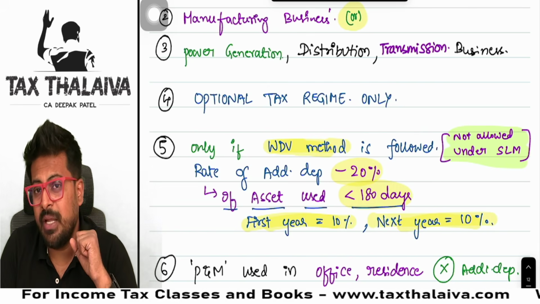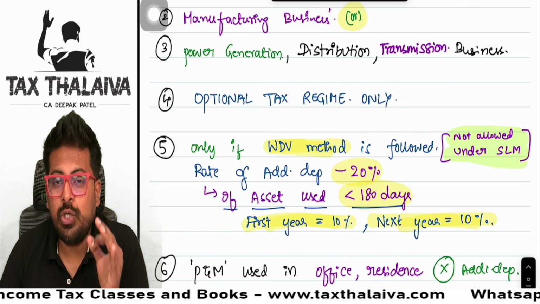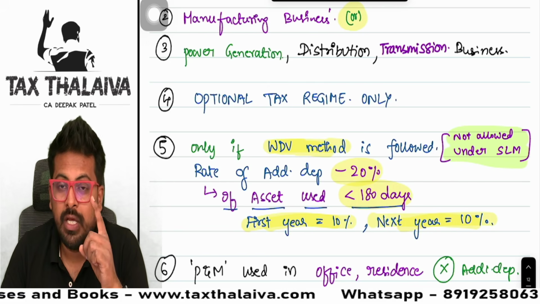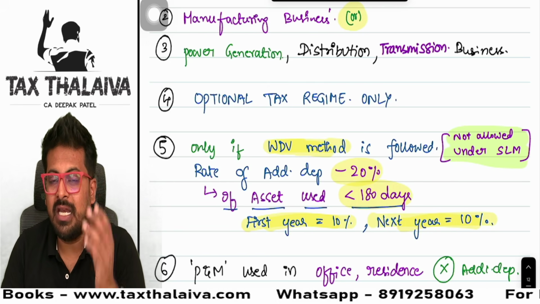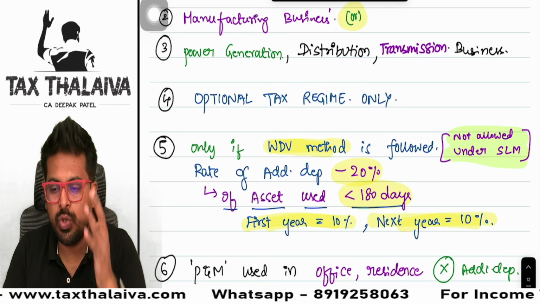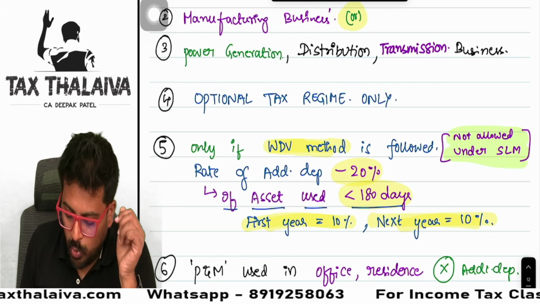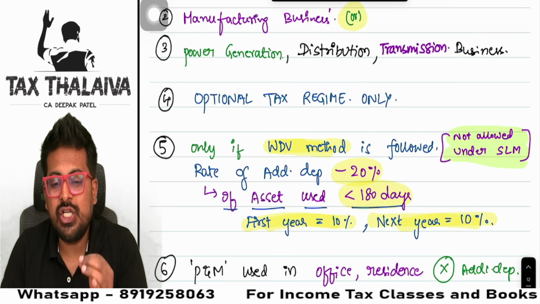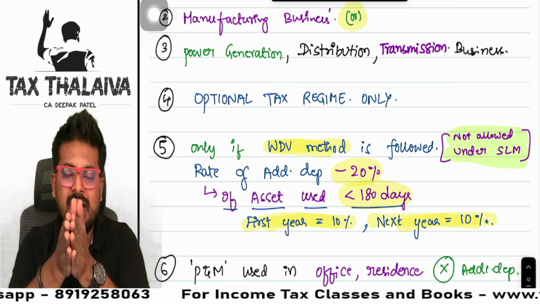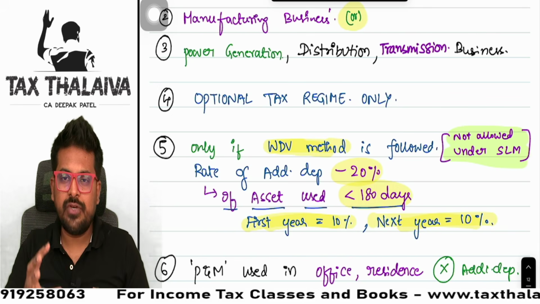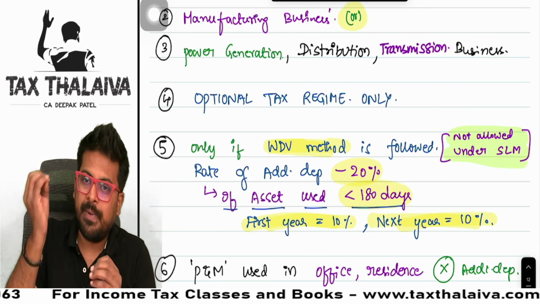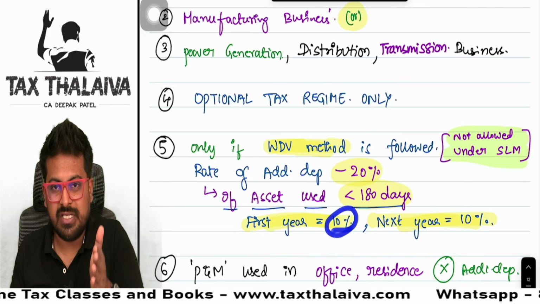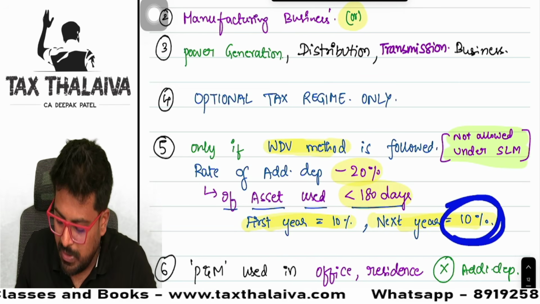Sir, what is the rate of additional depreciation? You will be eligible to claim additional depreciation at the rate of 20%. But if you put to use the new asset which you purchased, the new plant and machinery, for less than 180 days, you can only claim half rate of depreciation. And mind you, let's say for example, you purchased the asset in this year and used it for less than 180 days. So additional depreciation you will claim half this year. Means 20% half is 10% in the first year and the rest 10% you will claim in the next year.